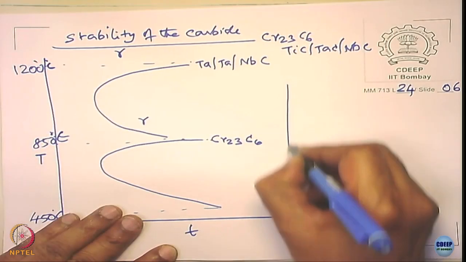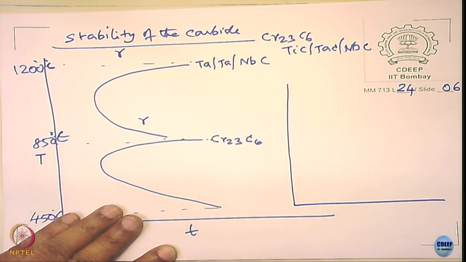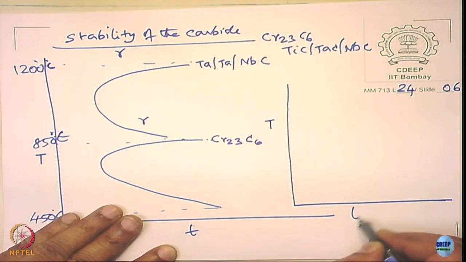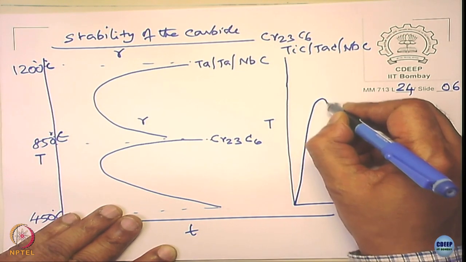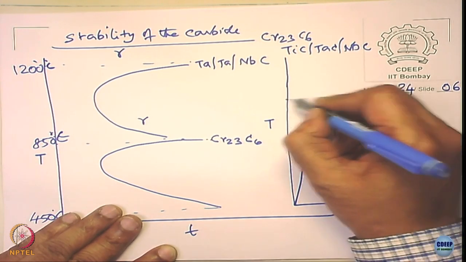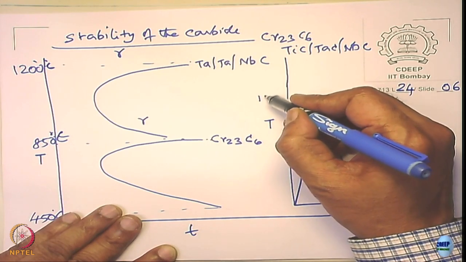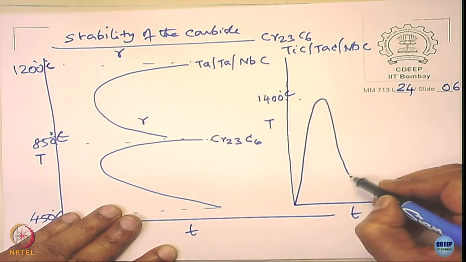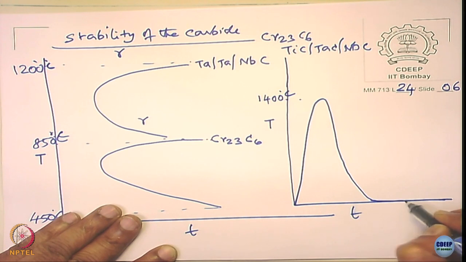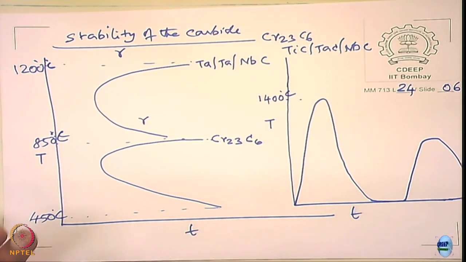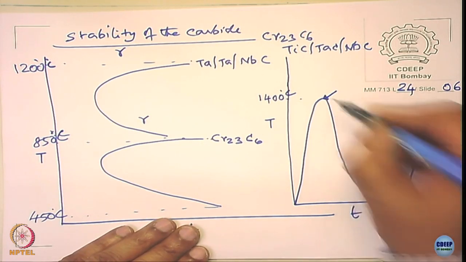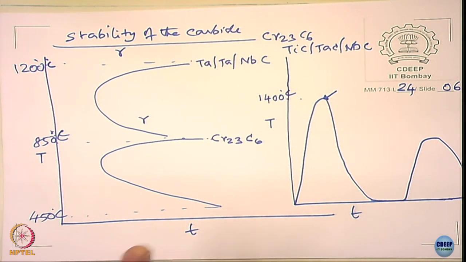Now let us look at the weld thermal cycle, right? In a multi-pass welding, what do you do? This is temperature, time. It's about 1400. I am going to put it about 1200. Okay. So what is happening here? The stabilized grade stainless steel consists of what? It consists of tantalum, niobium or one of these carbides. They are present in that, right?